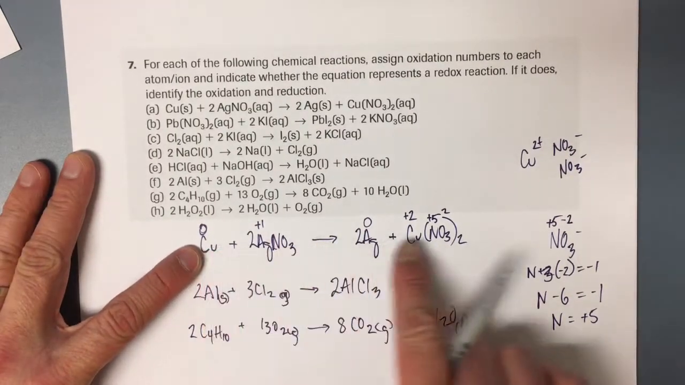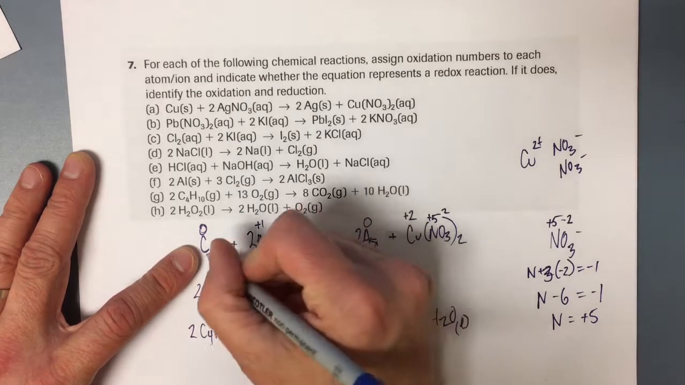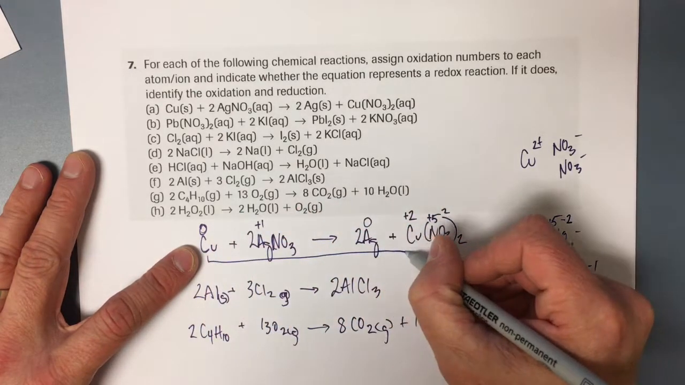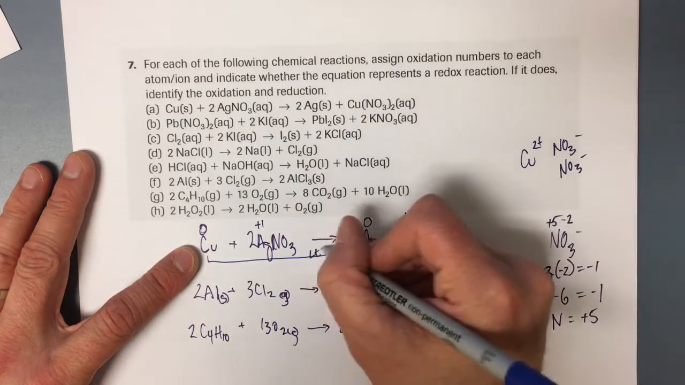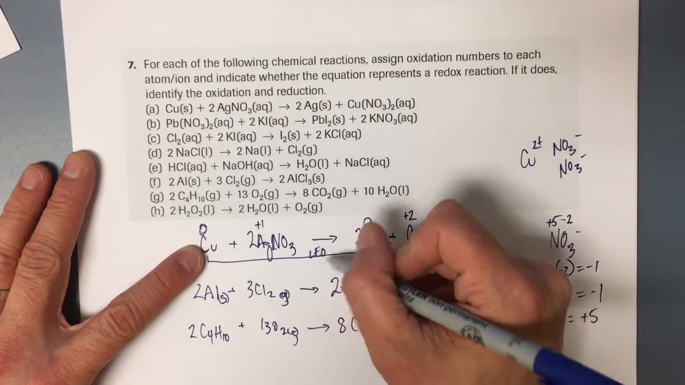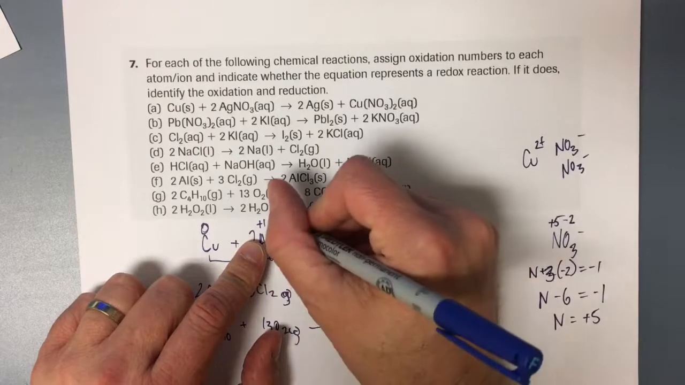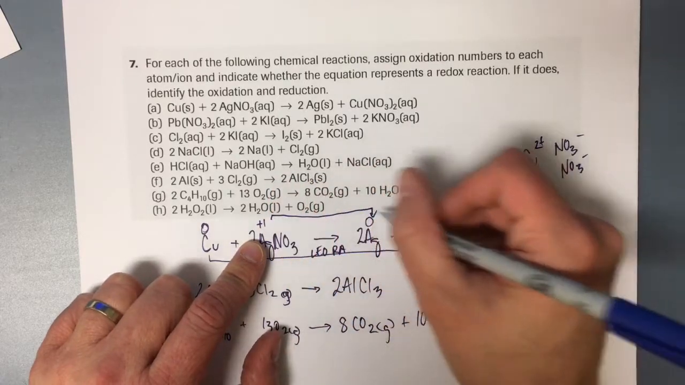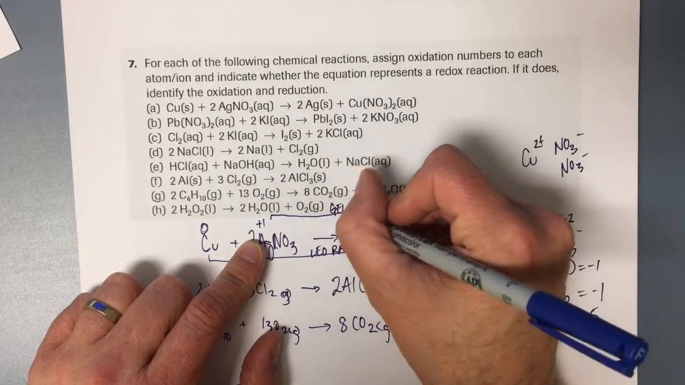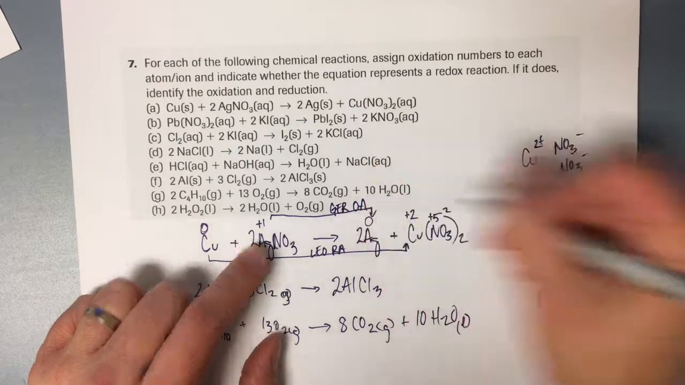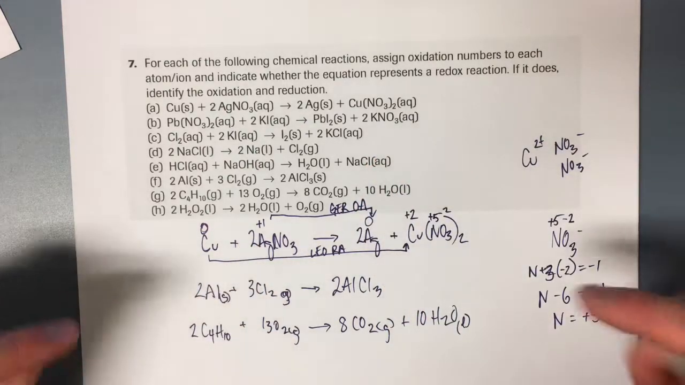But you can see the copper goes from 0 to +2. So here it's losing electrons, it's being oxidized. Copper, incidentally, is the reducing agent. Silver, though, is going from a +1 to a 0. The only way that could happen is if it gains electrons and is being reduced. It's my oxidizing agent. So this is a redox reaction.